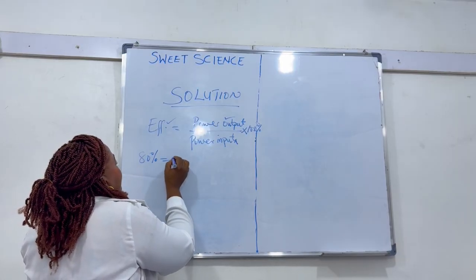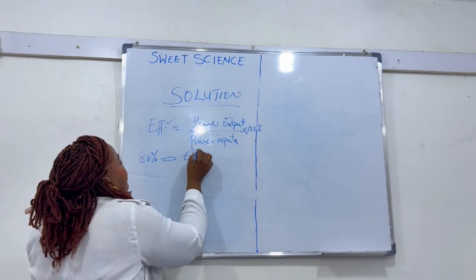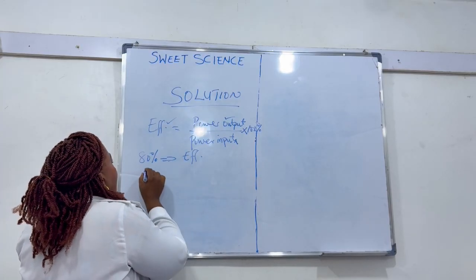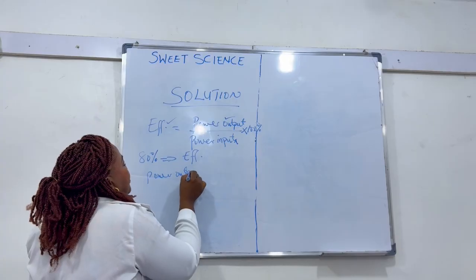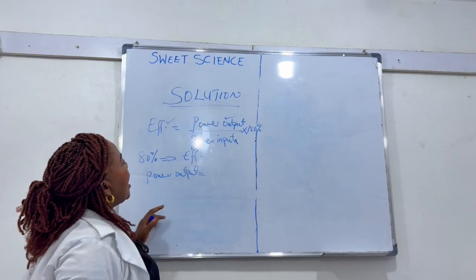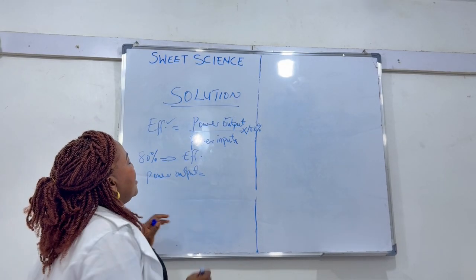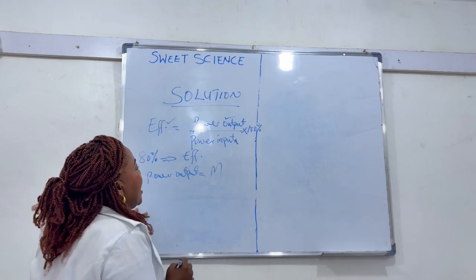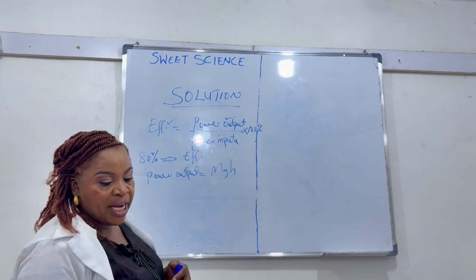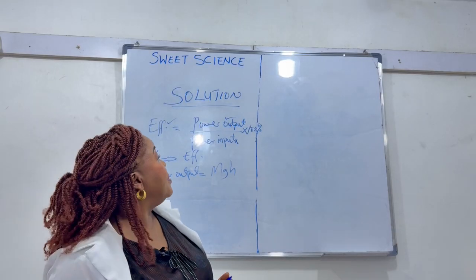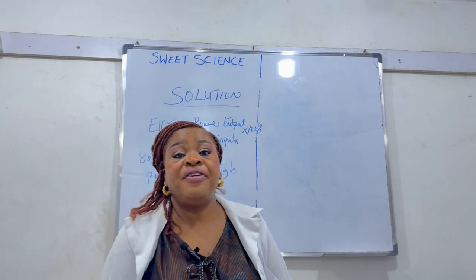Efficiency is 80%, that is efficiency. Then power output. Power output is equal to the mass times gravity times height. So let us bring out the parameters that have been given to us.